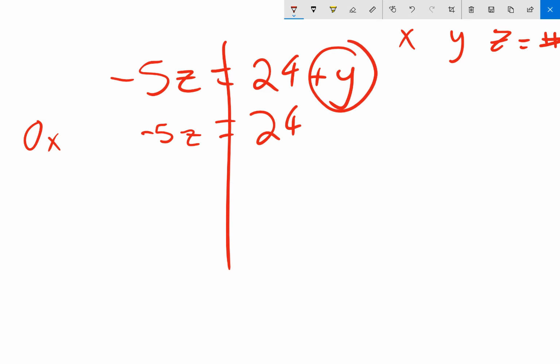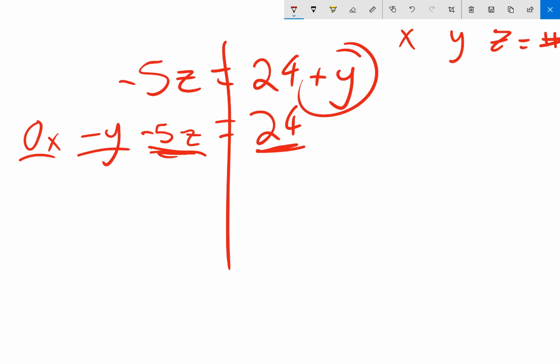The y needs to be over here. So to move it, I'll have to subtract y, which means when I put the y over here, I'll have minus y. So I have no x term, so 0x. I moved the y over, so it's negative y, and I kept the negative 5z as negative 5z, and I kept the 24 as 24, since those two things were already where they needed to be. So it's just a quick rearrangement of things. All right, and the last equation's already set up for us. The last equation, negative 11x minus 7y minus 12z equals 55, is all good.